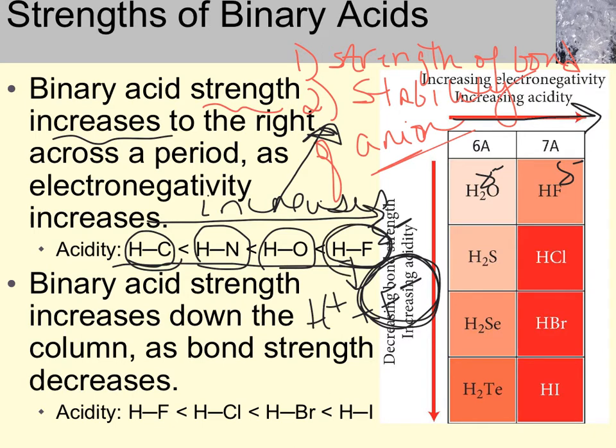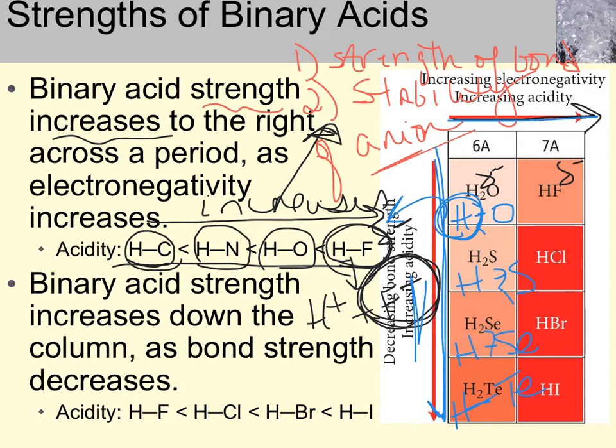Now the other trend is as we go down a column, down a family, the acidity also increases. So it increases to the right and it increases going down. And that's because the bond strength between the hydrogen and the atom it's attached to decreases. Okay? Why do we want a weak bond to make it more acidic? It's easier to break. Okay? Remember, in order to act as an acid, it gives away that hydrogen ion. So the weaker this bond is, the more acidic it is.